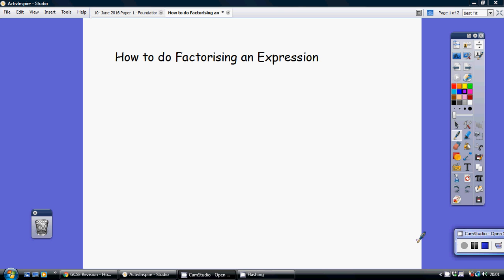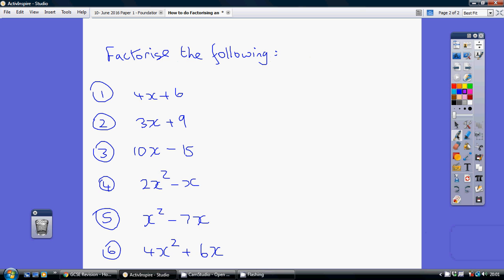This video is on how to factorize an expression. Now, first thing to take on board is what on earth does factorising mean? When we're being asked to factorise, this is putting the brackets in. So, when we were expanding, we were taking the brackets out. This is the opposite process. This is putting the brackets in.